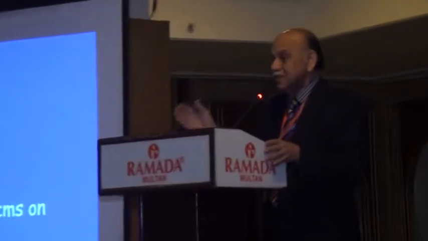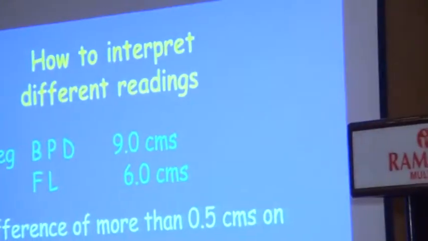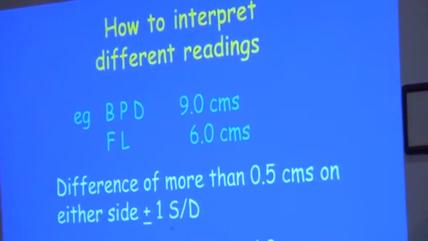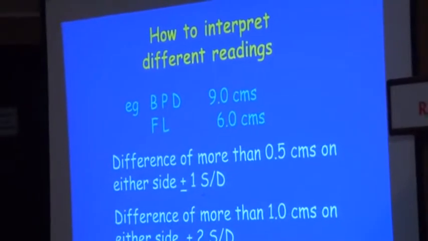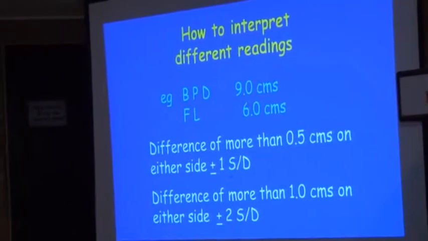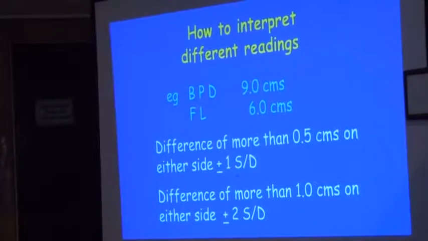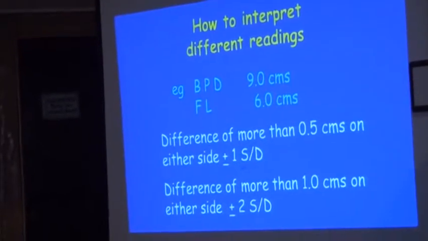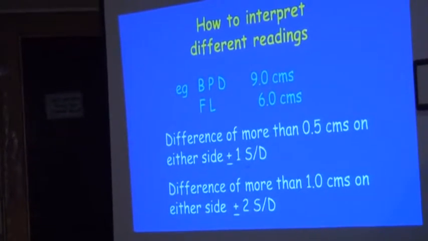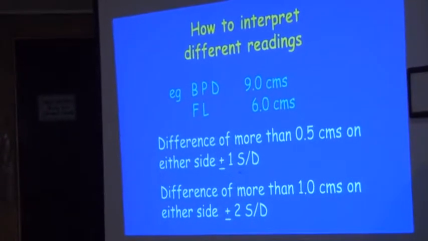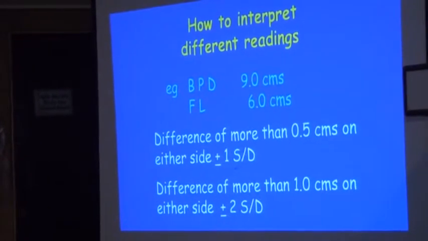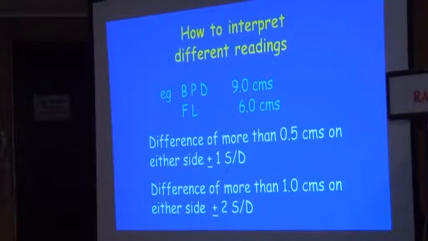If the difference is less than 0.5 on either side, we take it as normal. If it is more than 0.5, it's plus 1 standard deviation, and more than 1 centimeter on either side is plus 2 standard deviation. What does that mean to us? 1 standard deviation means we need a follow-up. If it's more than 2 standard deviation, we are dealing with a problem.